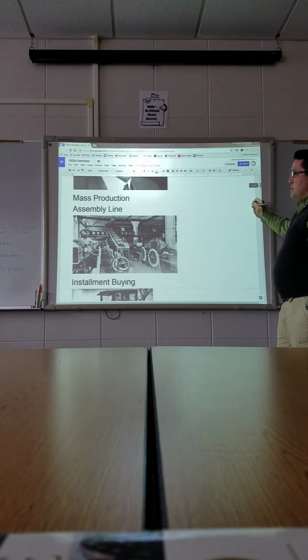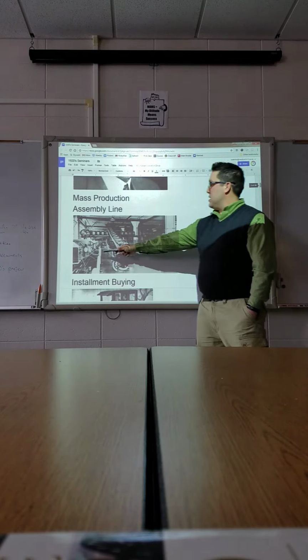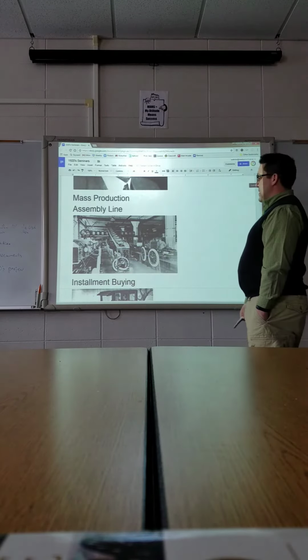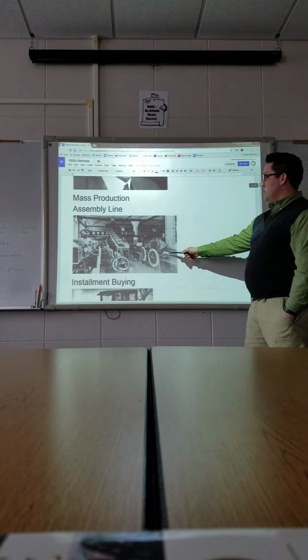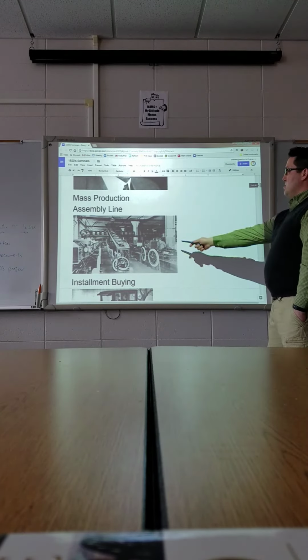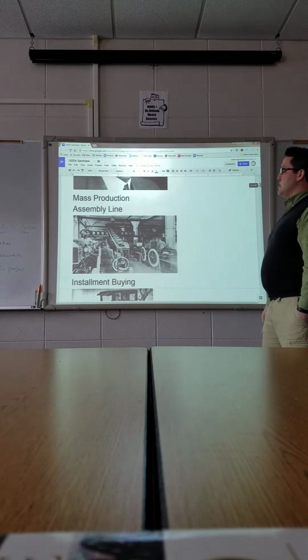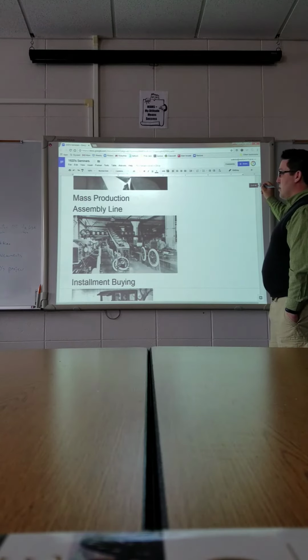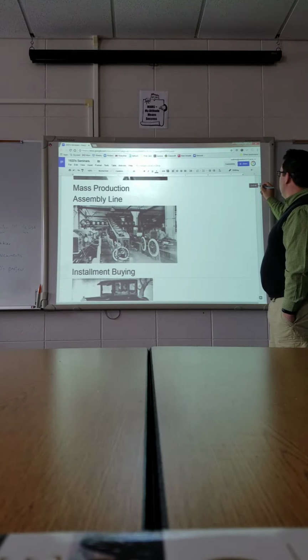Here's an example of an early assembly line. You have the automobiles right here. You have your parts that you need. We have another one on this side, and you can see workers are just literally bolting on or attaching their items to the car as it goes down the assembly line.